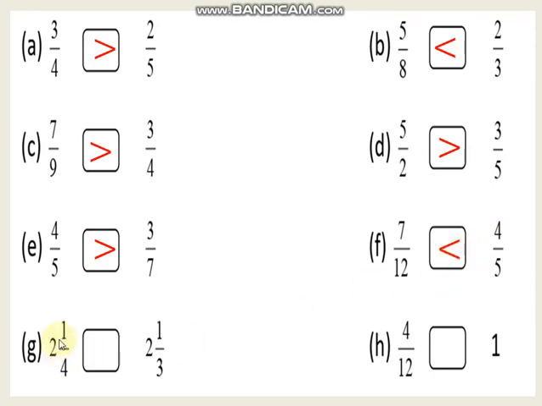Letter G, 2 and 1 over 4 or 2 and 1 over 3. Cancel 2 with 2. 1 over 4 or 1 over 3. 4 times 1 equals 4. 3 times 1 equals 3. 4 is greater than 3. So 2 and 1 over 3 is greater than 2 and 1 over 4. Letter H, 4 over 12 or 1. We can replace 1 with 12 over 12. And 12 over 12 is greater than 4 over 12. So 1 is greater than 4 over 12.